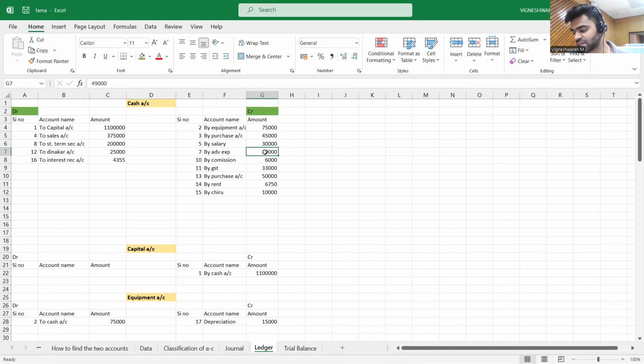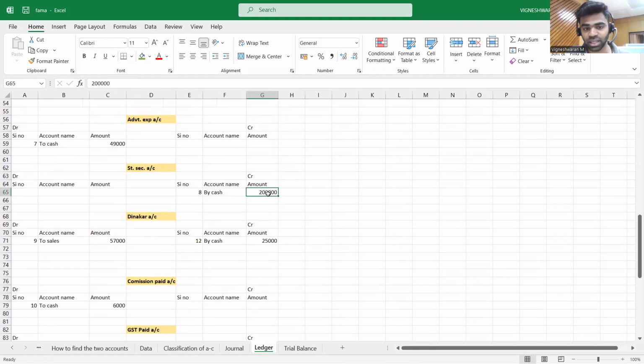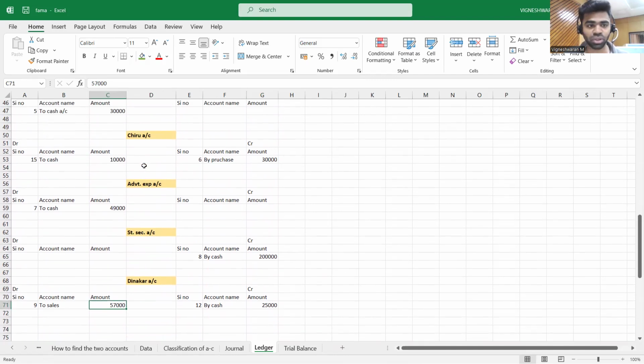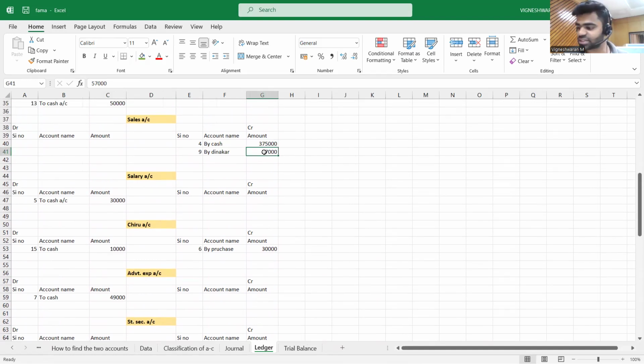Okay, then cash account, debtor, short-term securities. So in cash account, in debit side, 2 lakhs I am putting. Then in short-term securities table, I am putting 2 lakhs in the credit side. Then ninth one, Dinakar account, debtor, sales account. So in Dinakar account, I am putting 57 in debit side. In sales account, I will be putting 57,000 in the credit side.